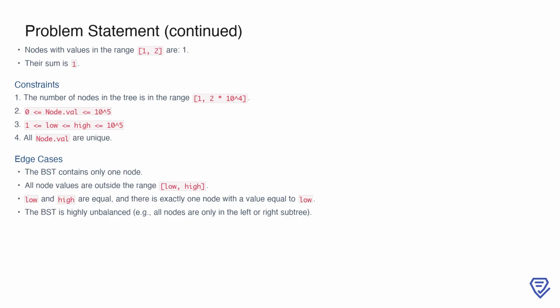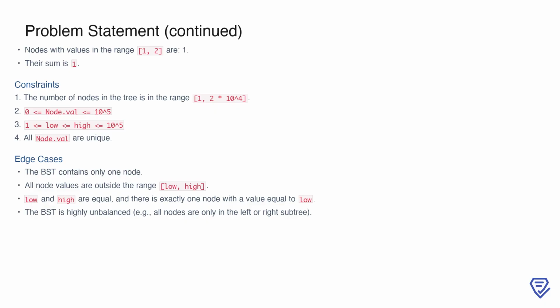Finally, let's consider a simpler example where the BST contains just one node. The tree is 1, and the range is 1 to 2. Here, the only node in the tree has a value of 1, which falls within the range. Thus, the sum is simply 1.